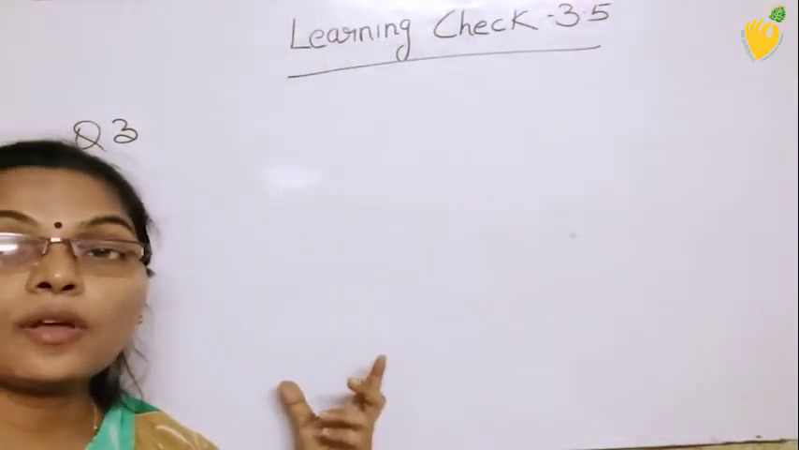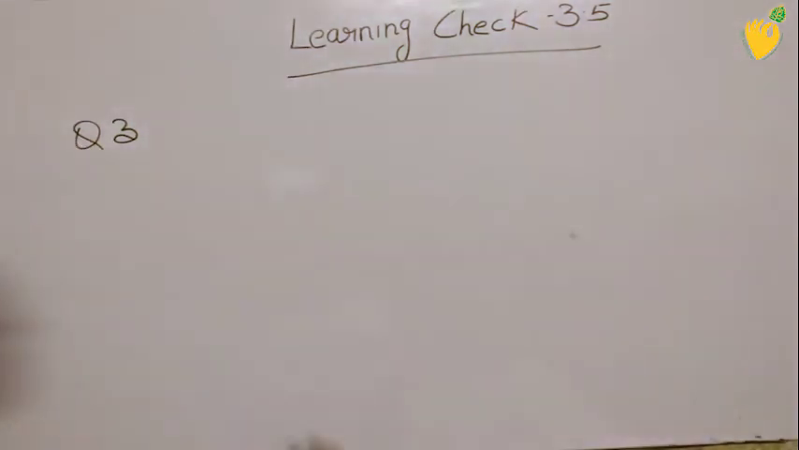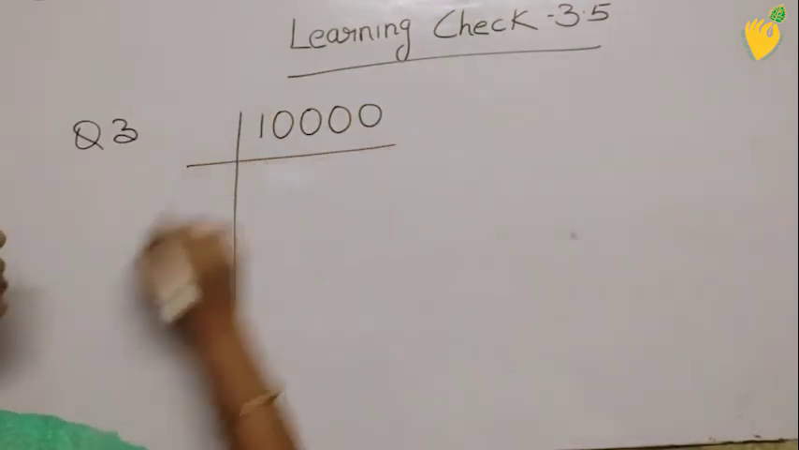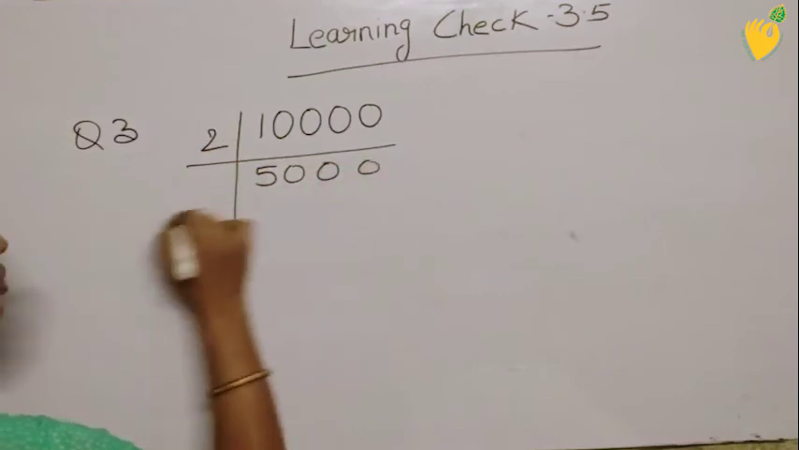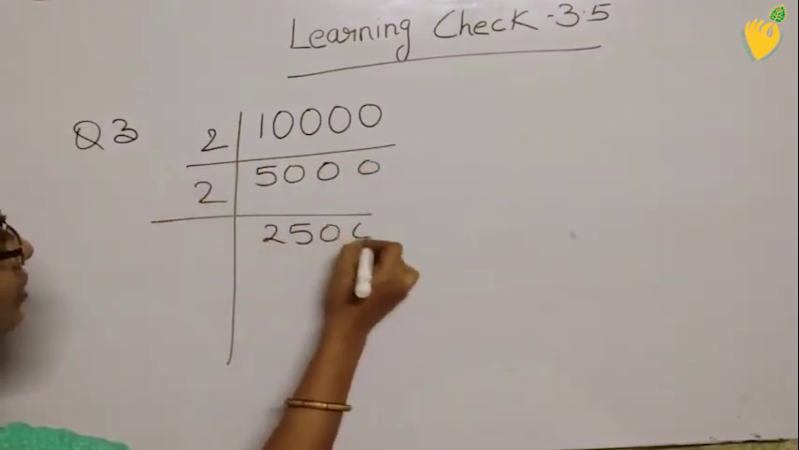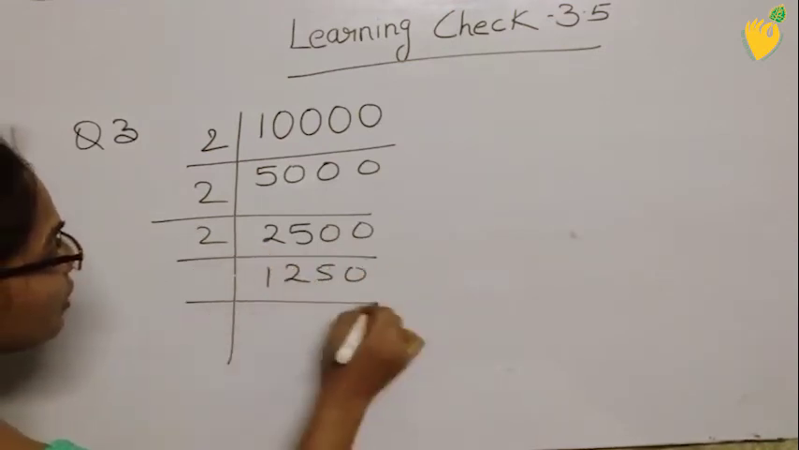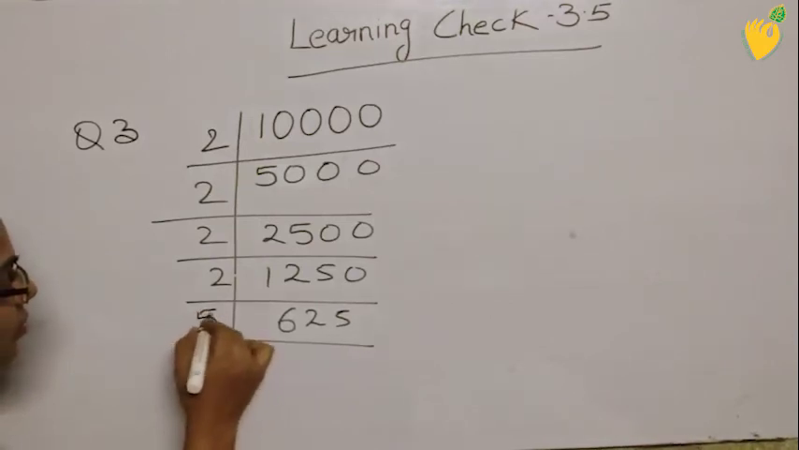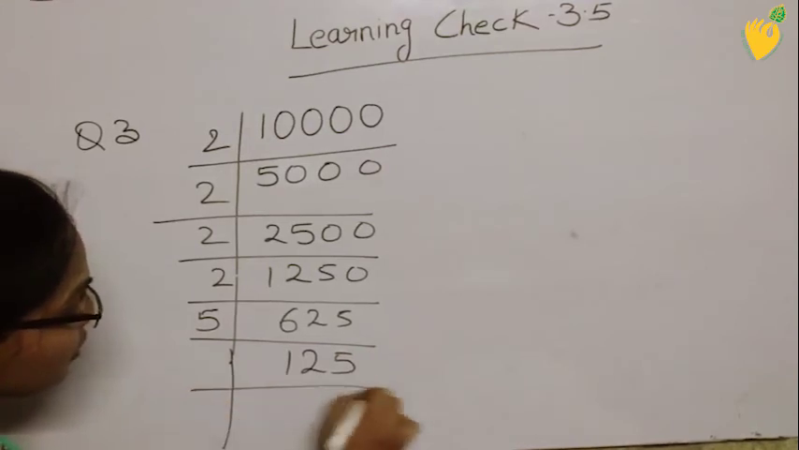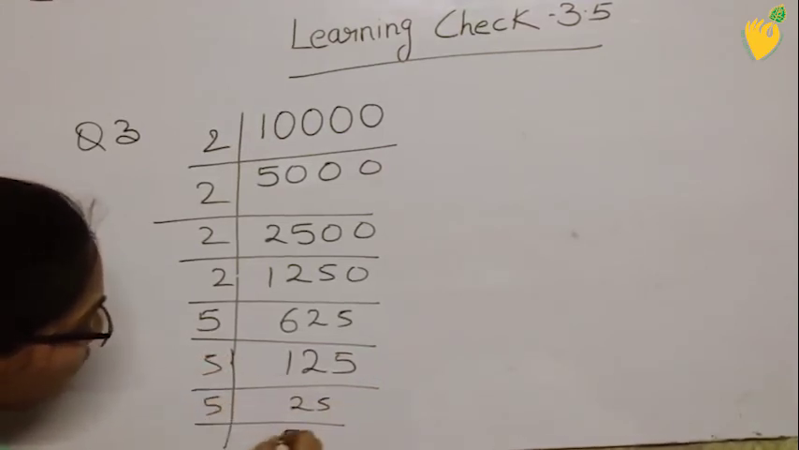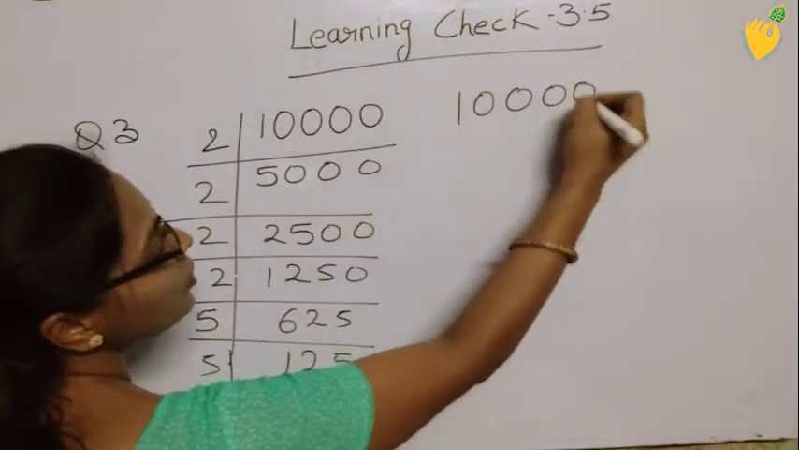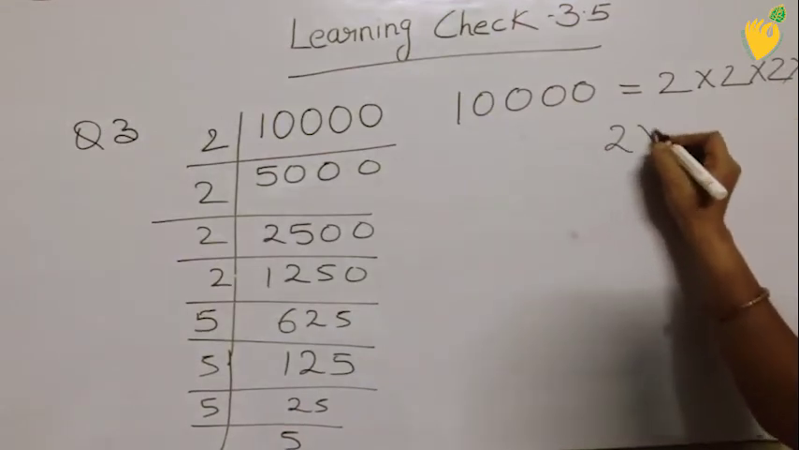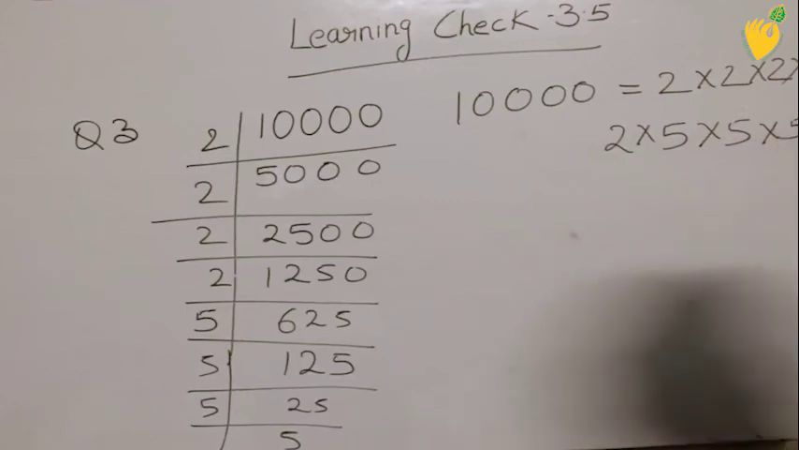See students, question number 3 is, write the smallest 5-digit number and express it in the prime factors. The smallest 5-digit number is 10000, that is 10,000. And you have to express this number in the prime factors. So 2 5 ja 10, 2 2 ja 4, 2 5 ja 10, again 2 1 ja 2, 2 2 ja 4, 2 5 ja 10. Again it is divisible by 5, 5 2 ja 10, 5 5 ja 25. Now it is 1 2 3 4, that is 2 into 2 into 2 into 2 into 5 into 5 into 5.